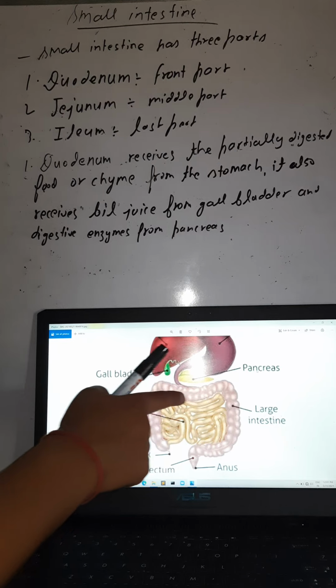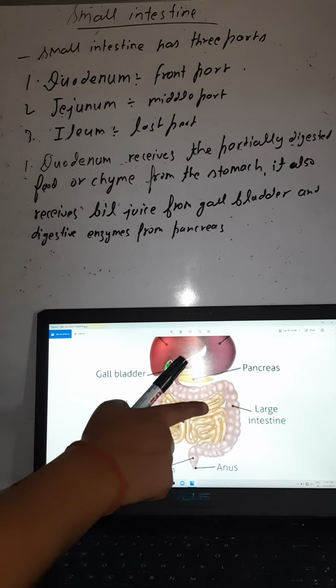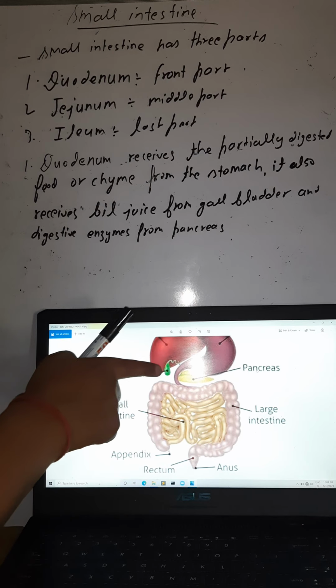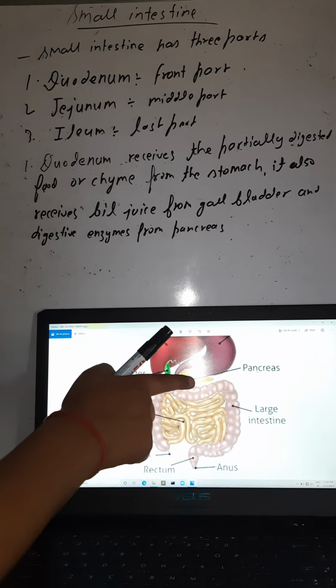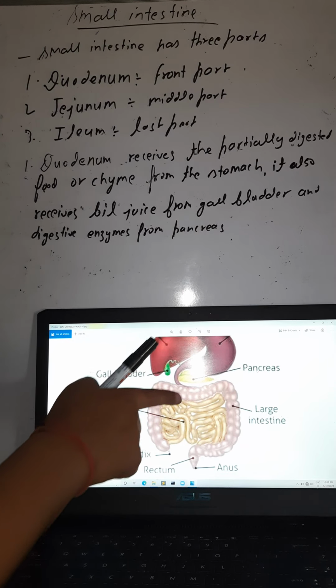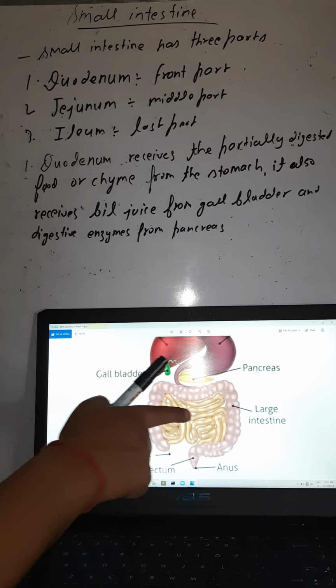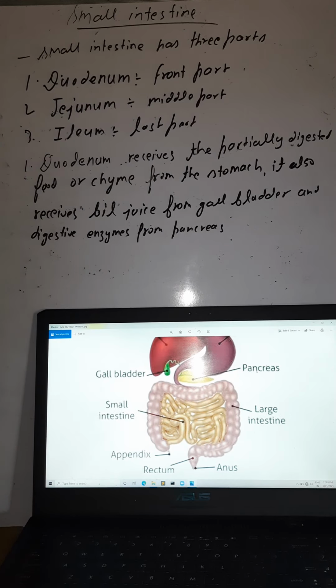intestine, also called the duodenum, here the digestion will take place with the help of the juice that is being secreted by the gallbladder, that is bile juice, and the juice that is being secreted by the pancreas, that is the digestive juices. So both the juices are helping in the digestion process in the front part of the small intestine known as the duodenum.